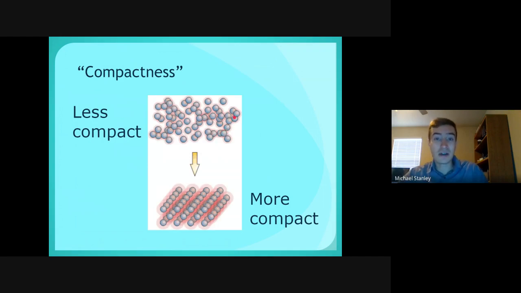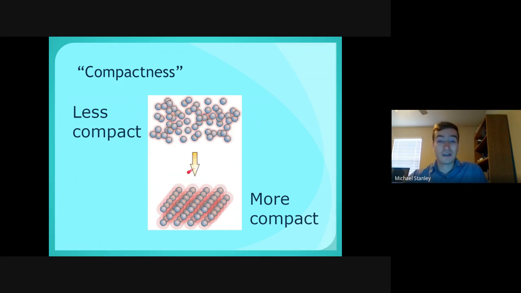So it's this idea of compactness. Up at the top, we have a less compact material. We have all these different atoms or molecules or particles, and they're all spread out from one another a little bit, right? There's only a couple areas where there's a lot of them overlapping. They're mostly not touching or barely touching other particles around them. So this would be a less compact, lower density material up here.